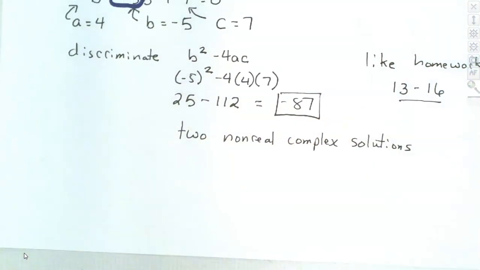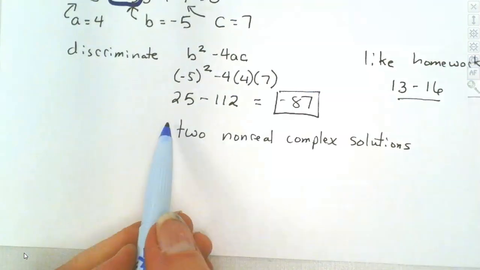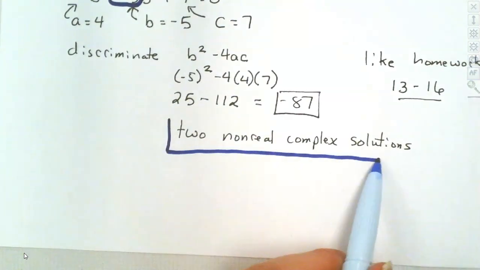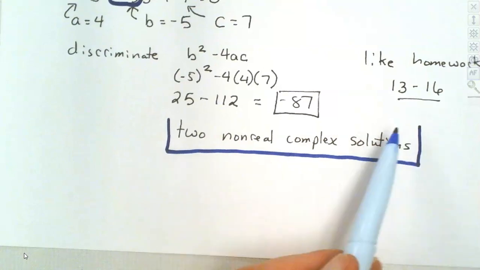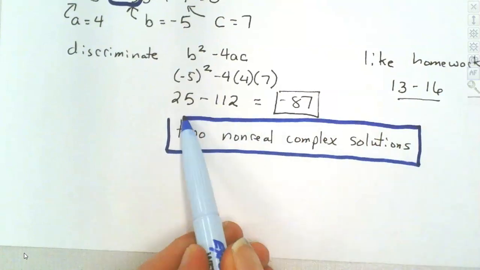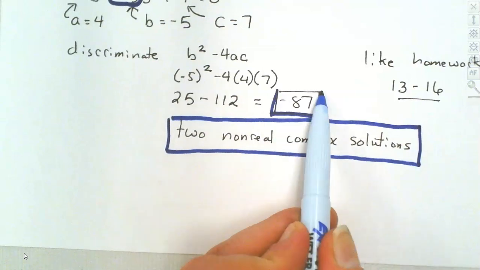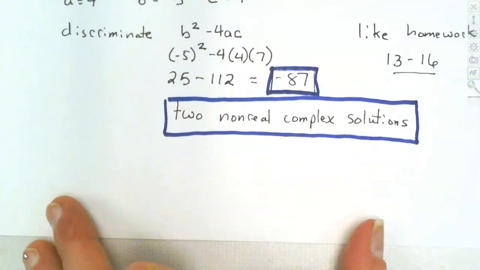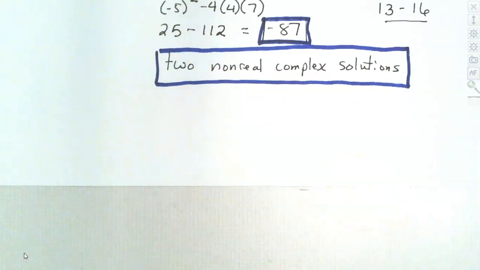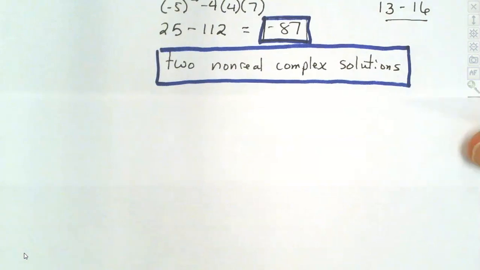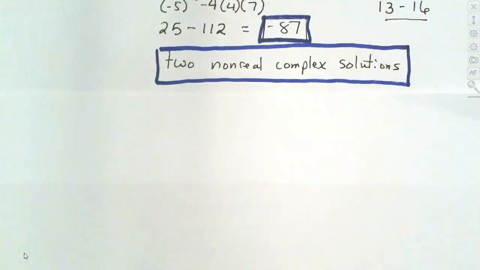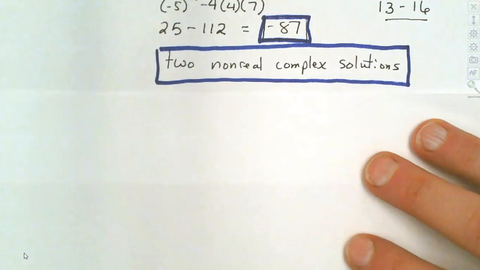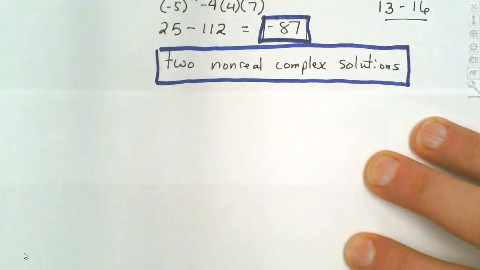So we're not actually solving these out. All we are doing is determining the number and the type of solutions. Let's do one, maybe two more of these if we need to. And they're quite a bit easier than using the quadratic formula. So let's try another one.